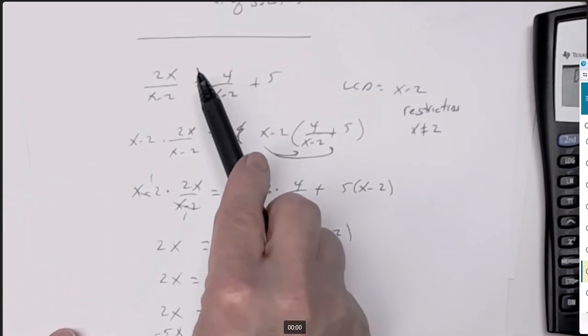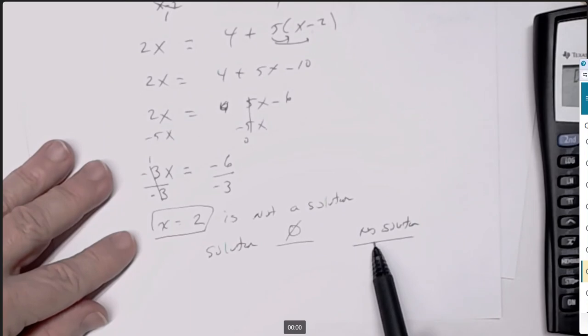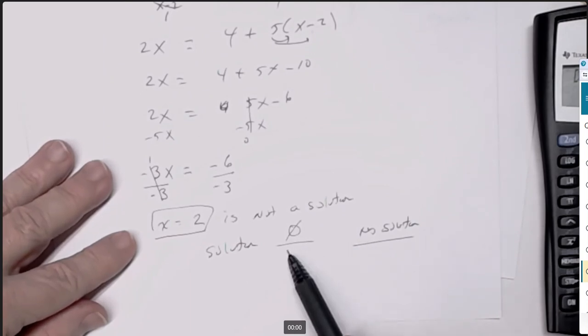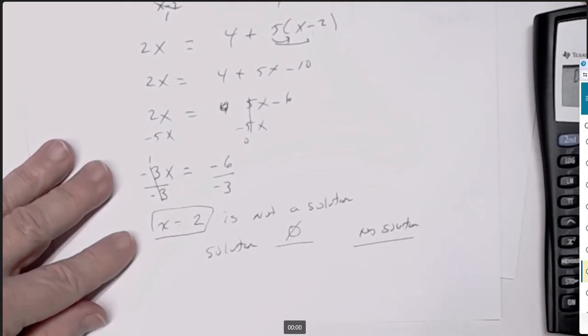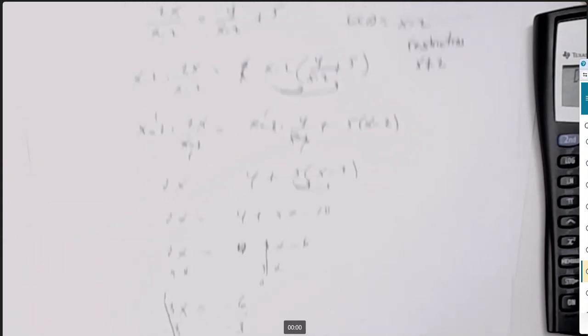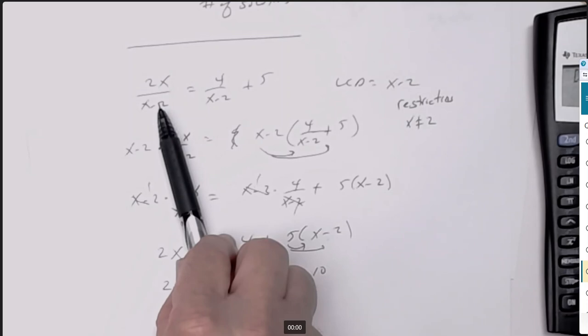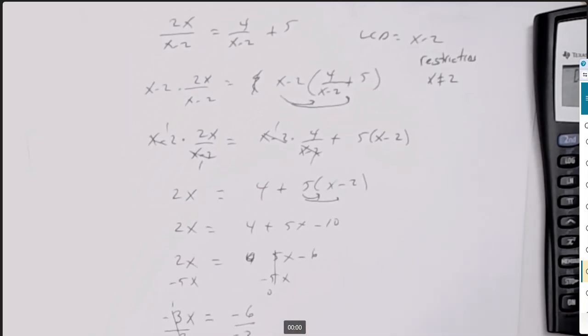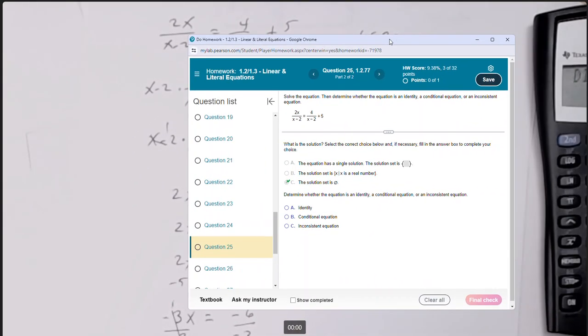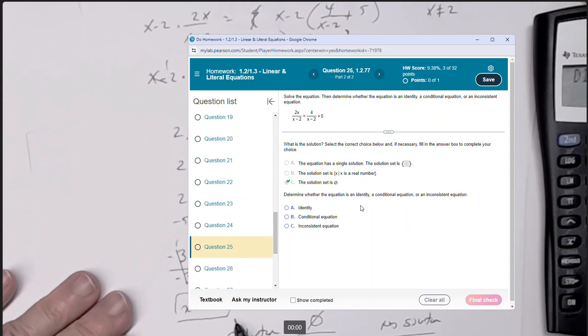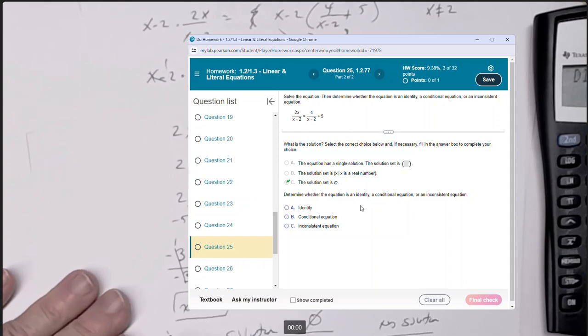So remember, a conditional equation is an equation where you have a finite number of solutions. You can count them. Does this equation have a solution? No. An identity is where you have an infinite number of solutions. Well, remember, this one had none to begin with, so it cannot be an identity. So which choice is left? Inconsistent.